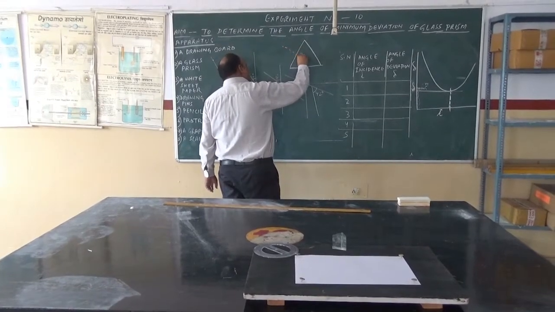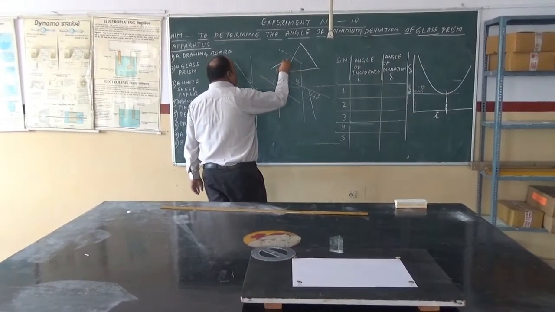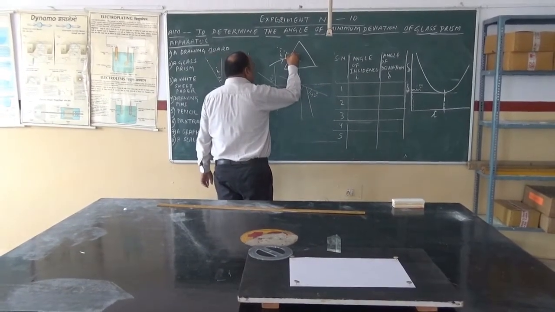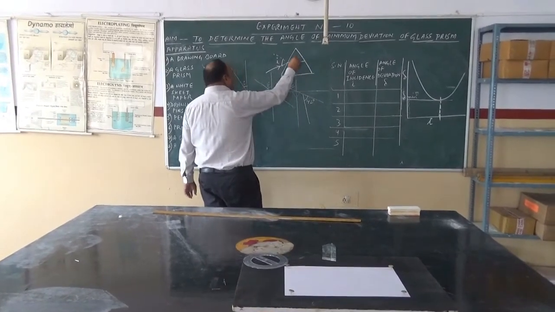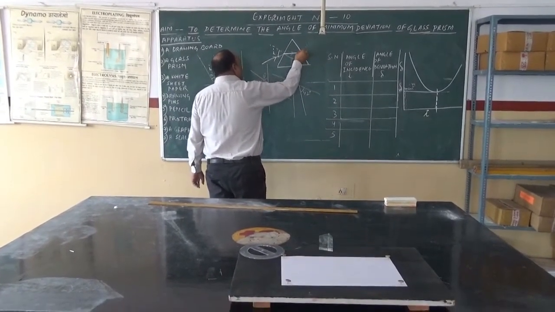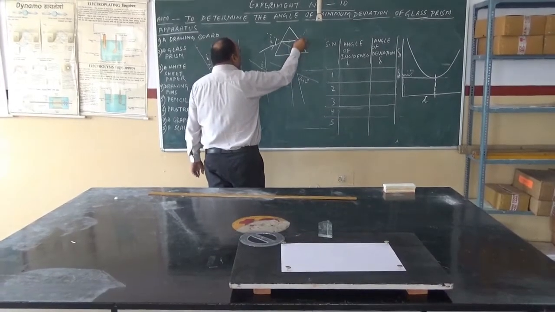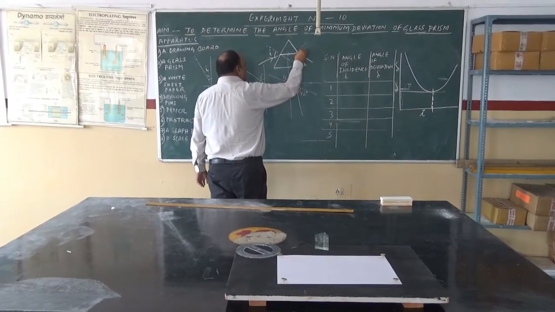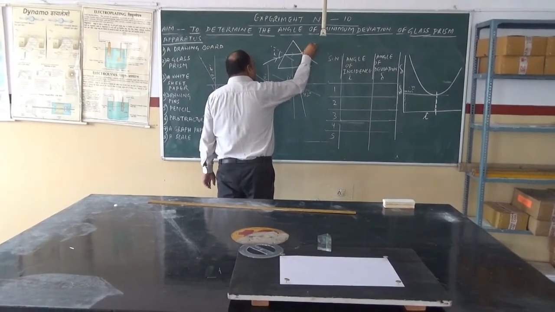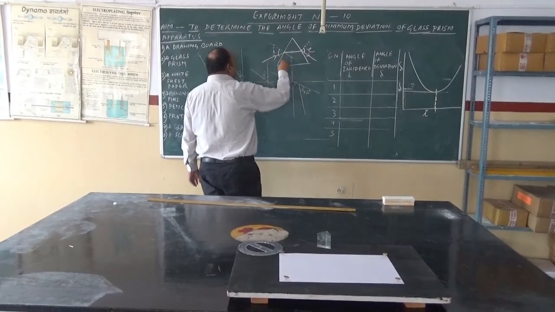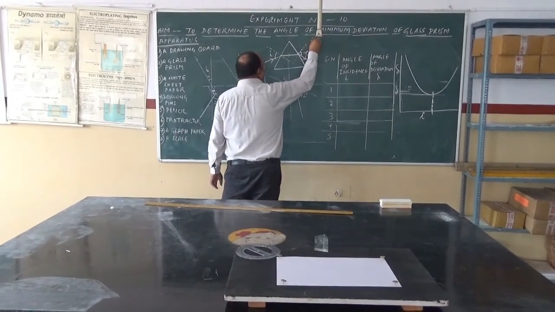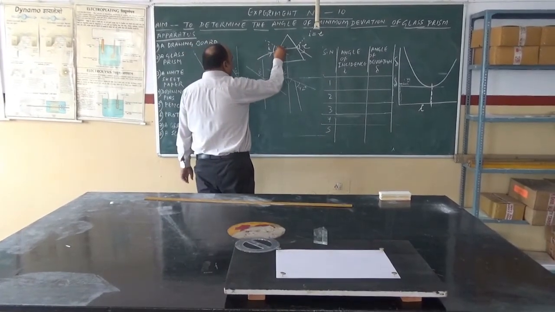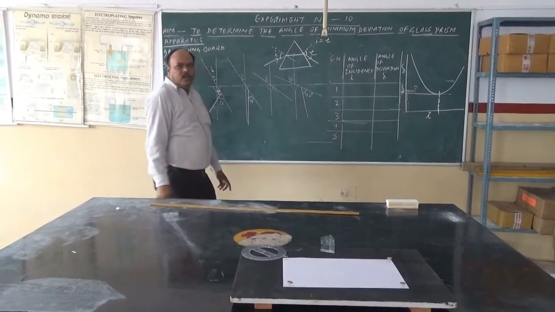This is the normal drawn on the prism. This is the angle of incidence i, and the refracted ray is parallel to the base of the prism. Again, this is the normal to this face, and this is the angle of refraction, or you can say angle of emergence. So when i becomes equal to e, the deviation is minimum. Now see how deviation is measured.